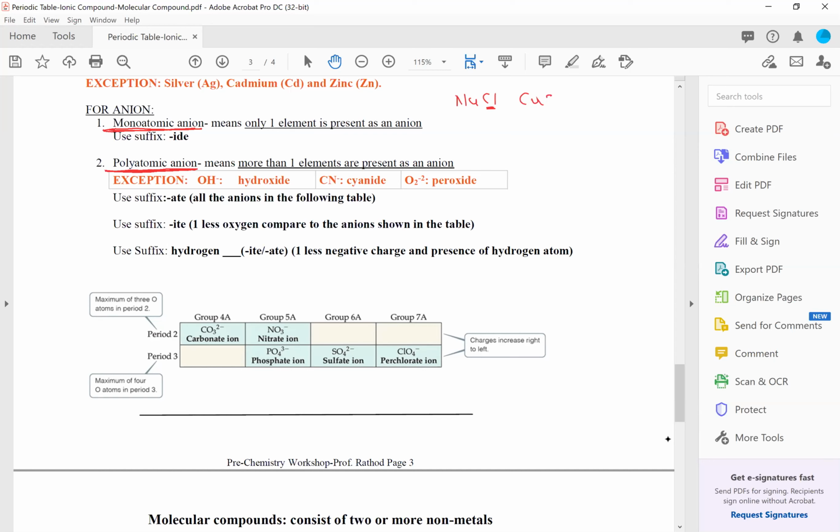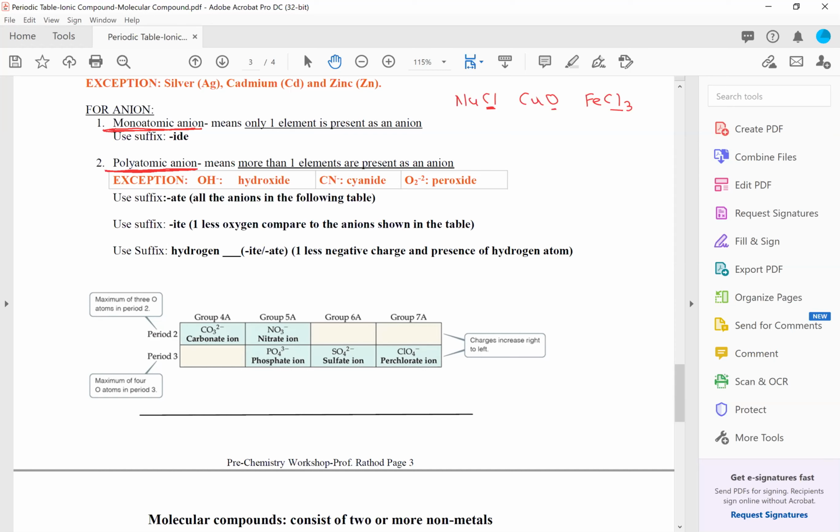Another example was CuO. In this case, O is an anion, but it is just one element by itself, right? We talked about FeCl3. What is Cl? Cl is again one element, even though there are more of Cl, but it is not attached with any other element. So in this case, we can call it a monoatomic anion. When we say monoatomic, it does not have any more element. It just has one element as an anion.